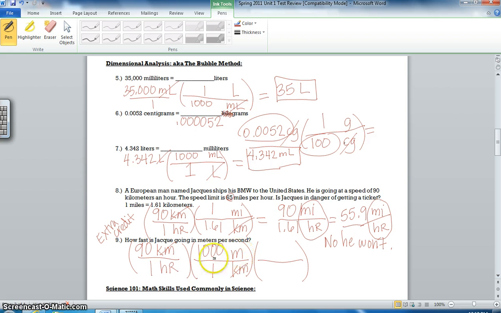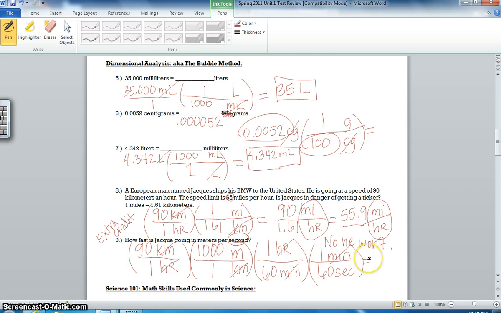Okay, and now I'm left with meters per hour. We want meters per second. So I know that every 1 hour has 60 minutes. Now my hours cancel. We still don't like minutes, we want seconds. So let's just add another bubble on. And 1 minute is 60 seconds.